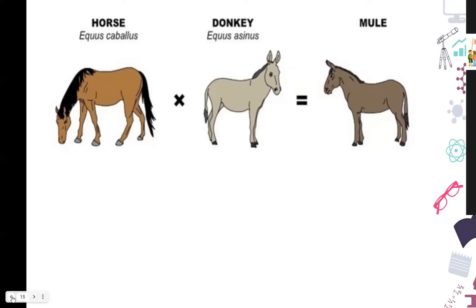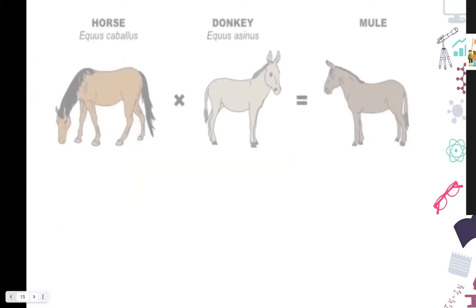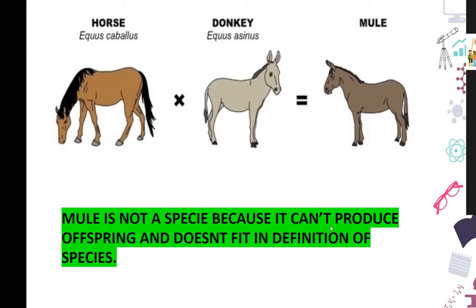Excellent job. Now, guys, one thing I want from you. I know that you have used your own words in this definition, but in IGCSE, you have to write the exact definition. Offspring and breed are two common words which you have to use in this. Species are organisms which can breed. Breed means they can produce babies. Successfully means that their babies can also produce babies. Now, should I move on? Perfect job. So a mule is not a species because it can't produce offspring and doesn't fit in the definition of species. Can I say that? Yes.